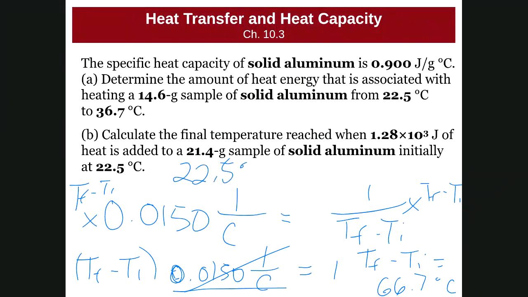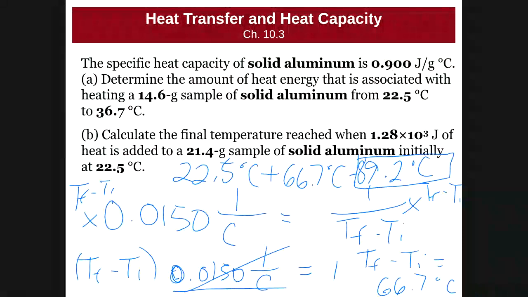So 22.5 degrees Celsius plus 66.7 degrees Celsius gives us our final answer of 89.2 degrees Celsius is our final temperature. So I apologize for doing that a little bit backwards.